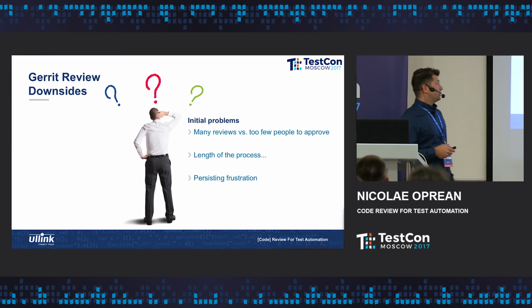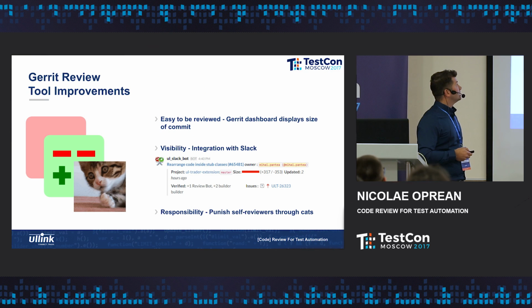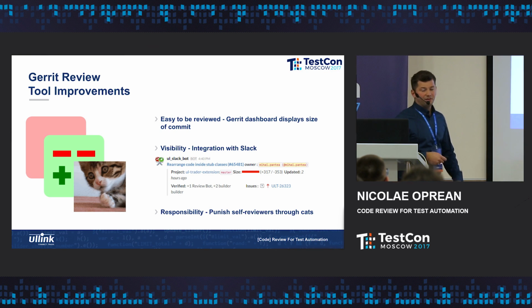As we continuously try to evolve, we enhance the whole process, and we did some tool improvements. As I said, we did the Gerrit dashboard that displays the size of the commit. If it's too big, we highlight it in red.